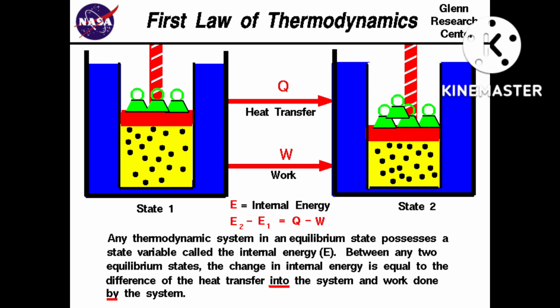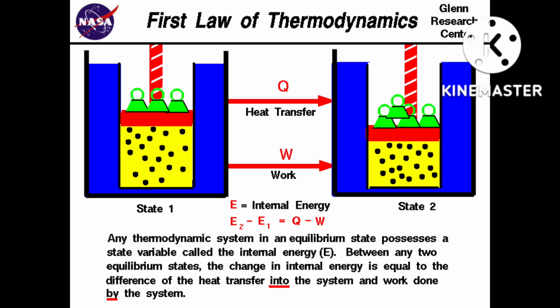Now we are considering both work and heat. Then we can write the change in internal energy due to work and due to heat. Then how can we write it due to both? The change in energy, delta U, is equal to Q plus W. Q means heat, W means work done.